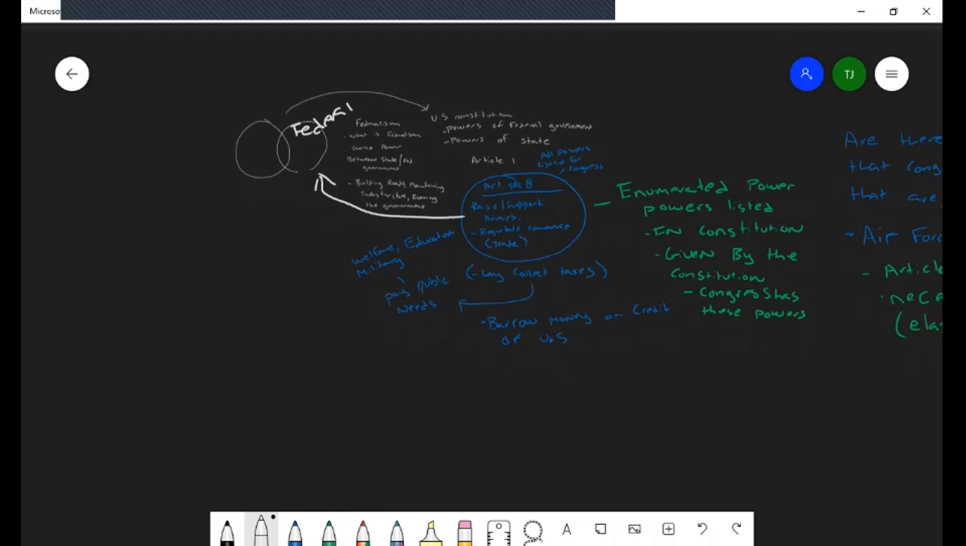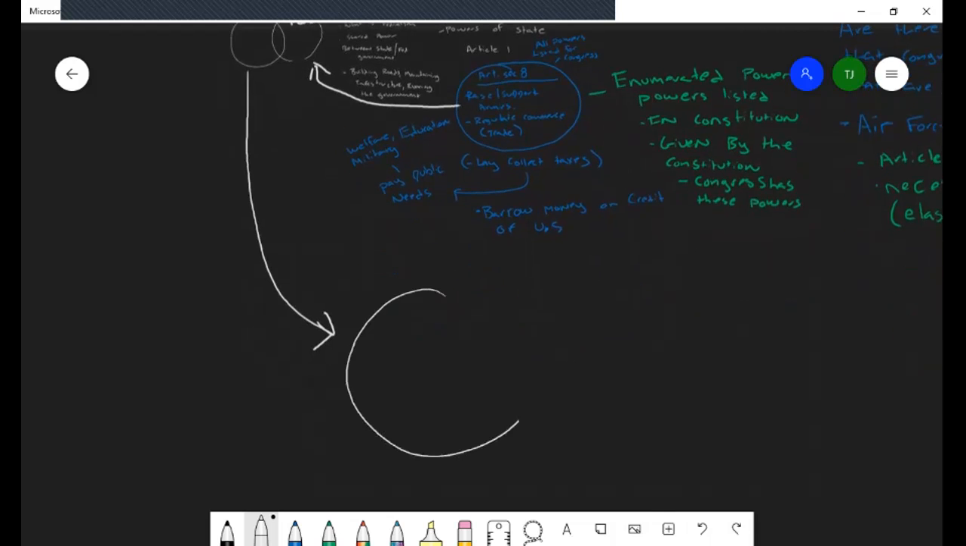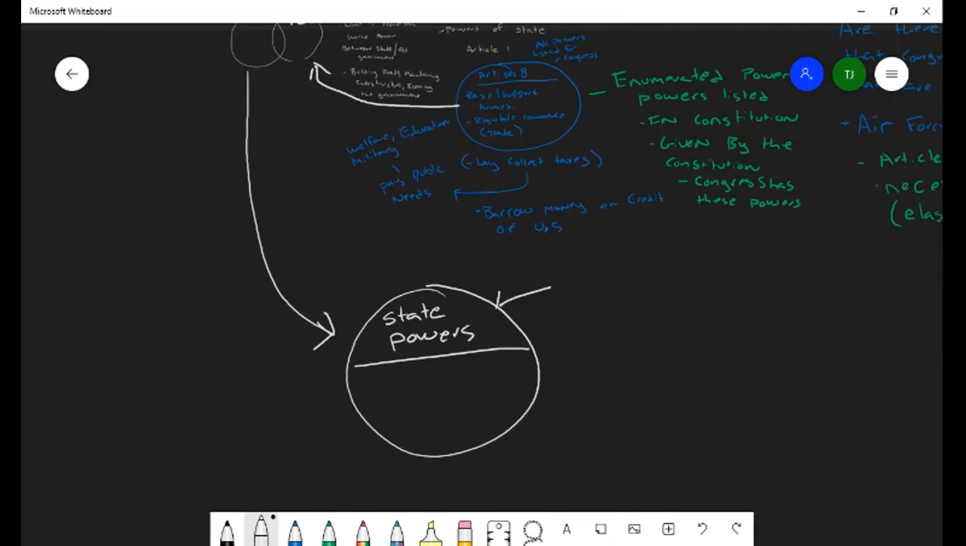So let's now take a look at our second circle. And these are the state powers. Where do the states gain power in the Constitution? First and foremost, we're going to look at the 10th Amendment. So go ahead and switch over your screen and look at the 10th Amendment. Whoever wants to read it for me, they're more than happy to. Just raise your hand when you have it.